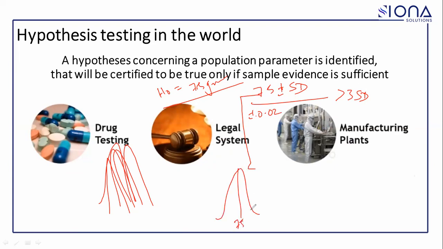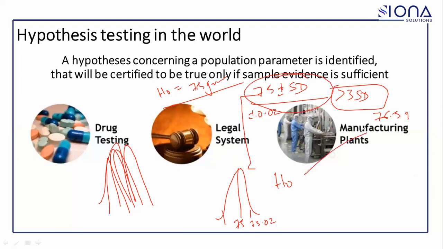This is 75. Let's say this is 75.02. Let's say that you're not going to allow any machine that is manufacturing more than 3 standard deviation. Tomorrow you get a machine from China and you get the chocolate weight as 76.5 grams. You reject this machine, right? Yes, sir. Your null hypothesis is you allow the machine to produce this particular weight of chocolate.